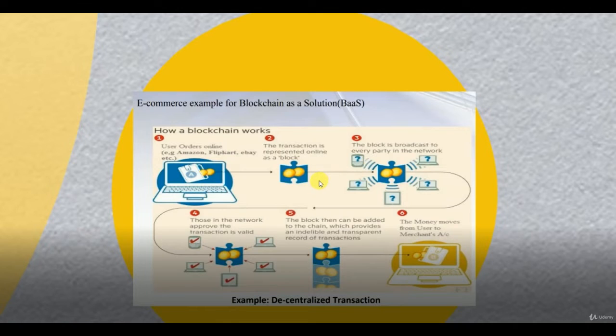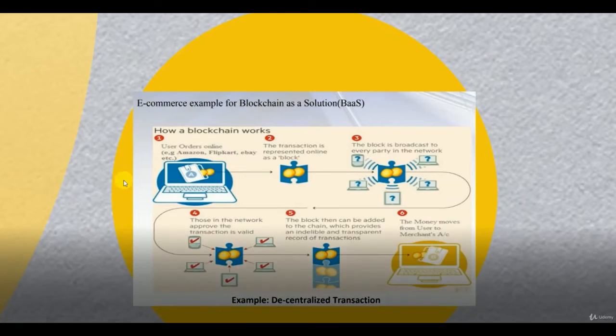This block will be communicated to all peers in the network. Once the transaction is approved, this block will be added to the blockchain. Then, once the block is added to the blockchain, the money will be sent from your user account to the merchant's account. So this is very simple. This is where escrow services also come into the picture.